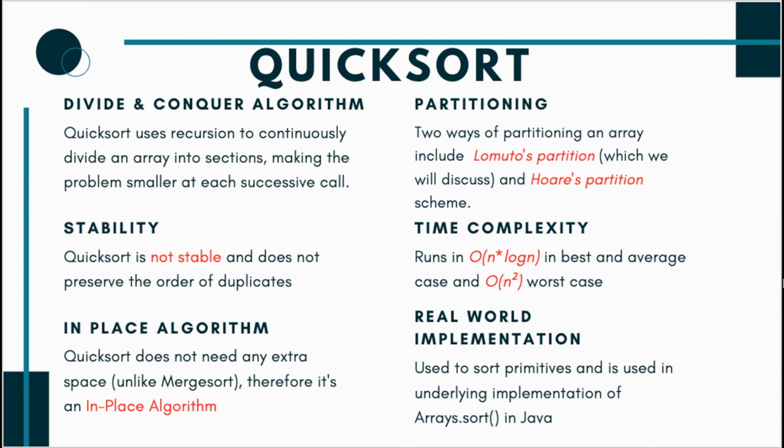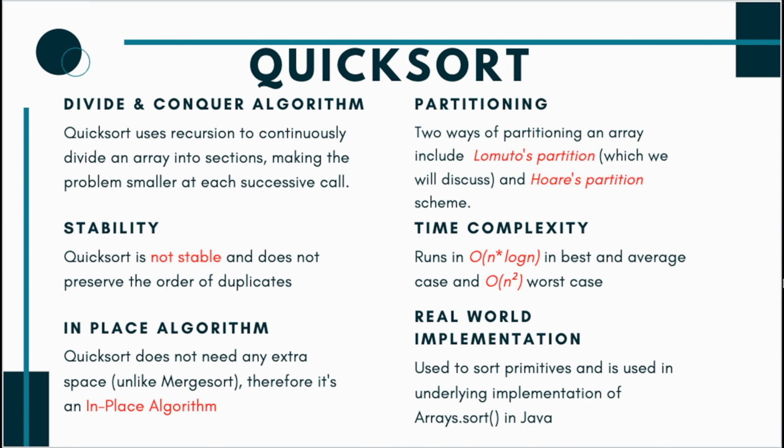Partitioning. Partitioning is done in two ways. There are two types of partition: the Lomuto partition, which we'll discuss in this tutorial, and the Hoare partition. They both kind of look alike. They both use pointers to progress through the array and perform swaps. Hoare partition uses pointers at the front and the back of the array, or the beginning and the end. And Lomuto's partition usually has two pointers that start at the front and progress through the array. So I'll show you the Lomuto partition in this tutorial.